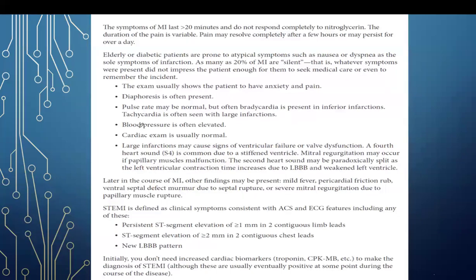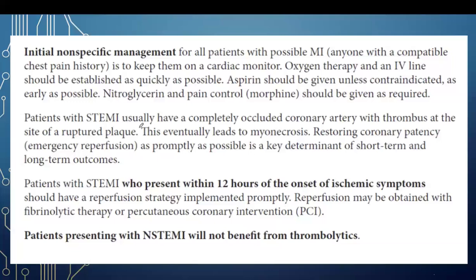Same thing, okay? Now that we know what the step-by-step management will be, what is the time period in which we can actually go for this treatment? Not every patient who has an ST elevated MI can have PCI.